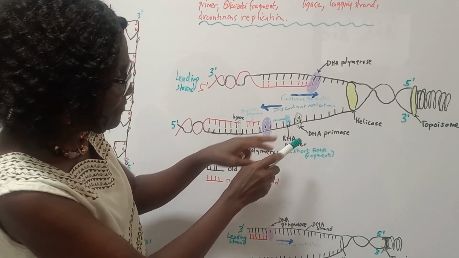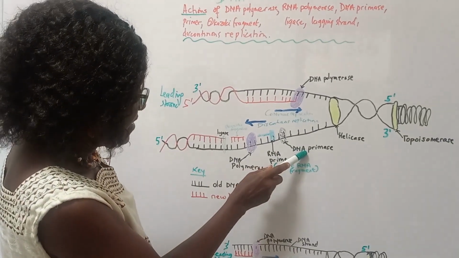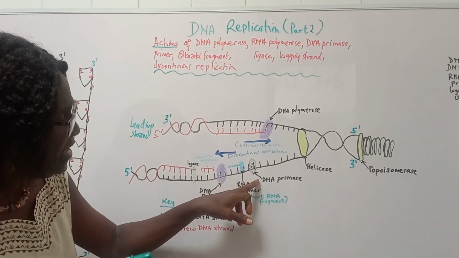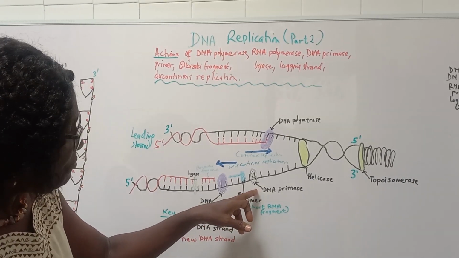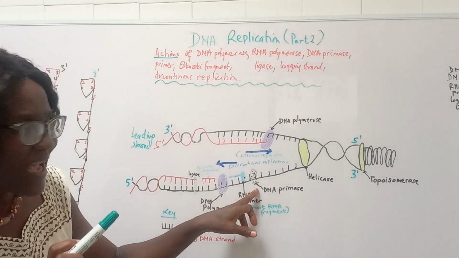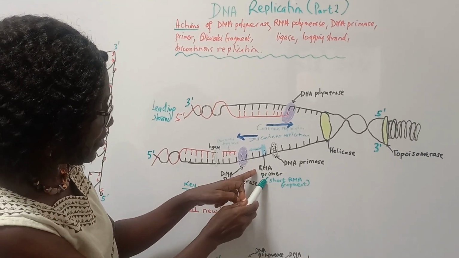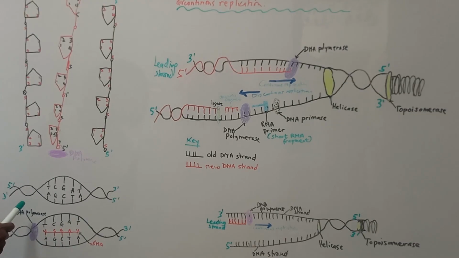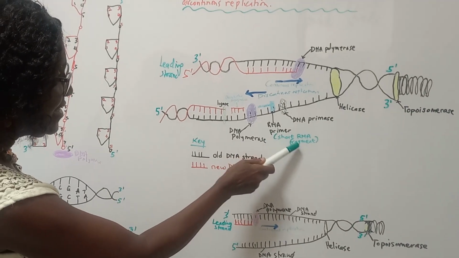So an enzyme called DNA primase is made. This DNA primase is an enzyme that catalyzes the formation of RNA polymerase. The RNA polymerase is able to make a short RNA segment, and that short RNA segment is called a primer. Now, let's have a quick discussion of how the RNA polymerase forms the short RNA segment.